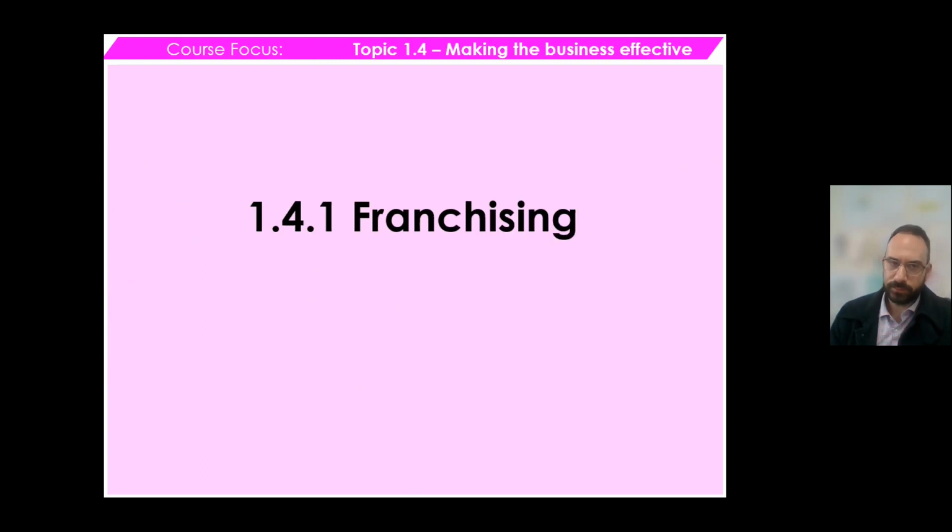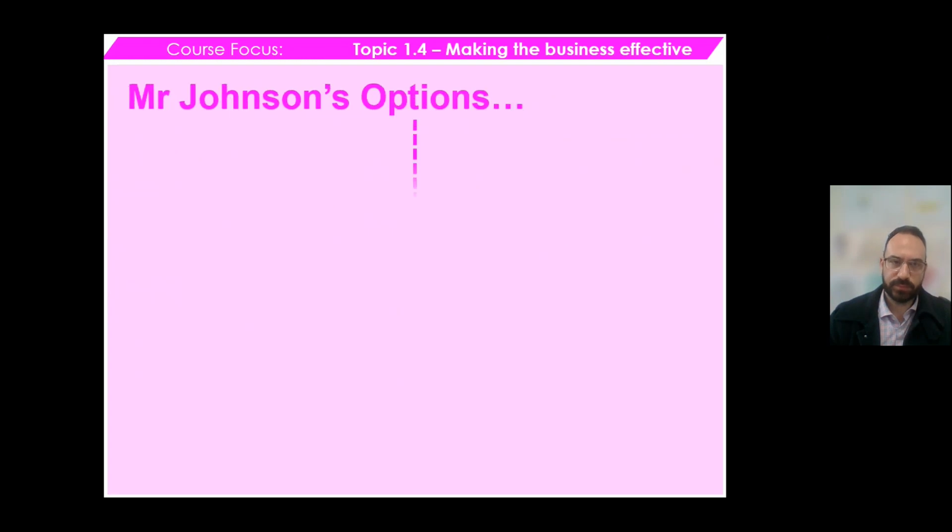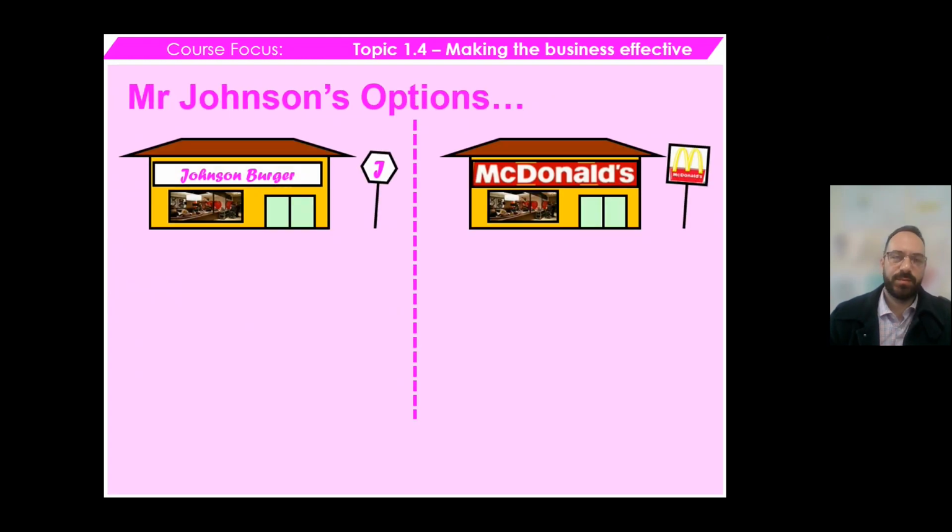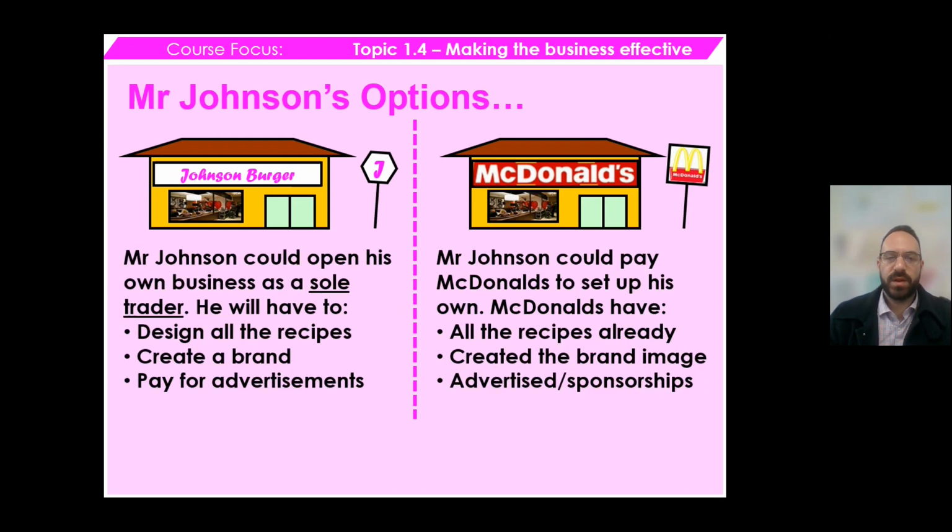and let's get going. Okay, so this is the next part of the same topic, franchising. Here we've just got this example. In this case, we've got Mr. Johnson, who wanted to open up a burger restaurant. He could either open up his business as a sole trader. He's going to have to design all the recipes. He'll create a brand and pay for advertisements.